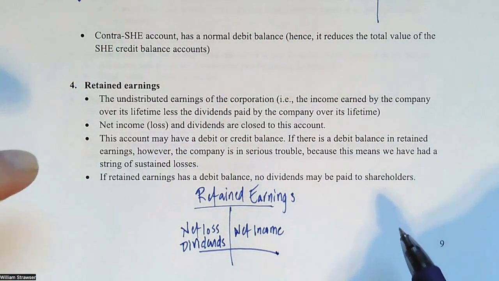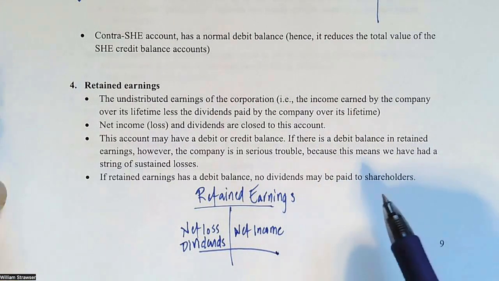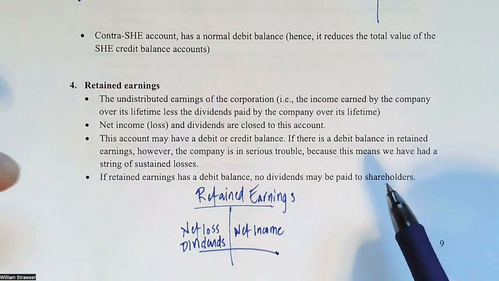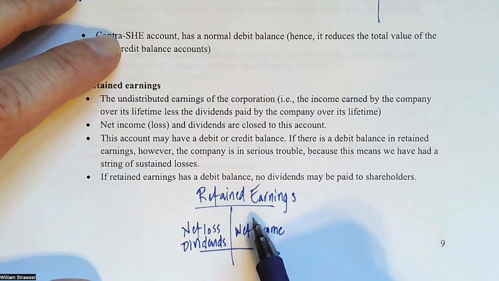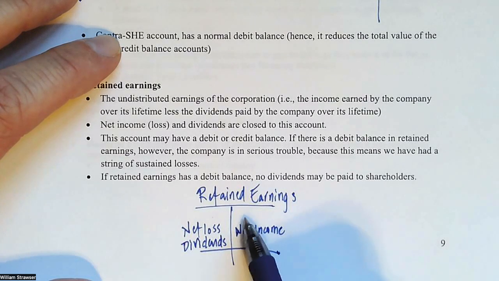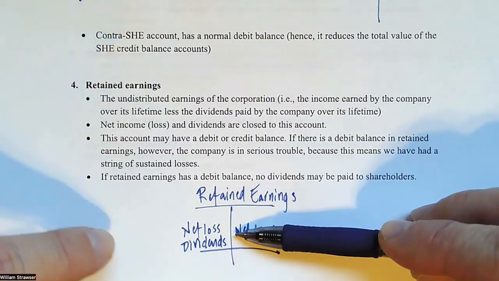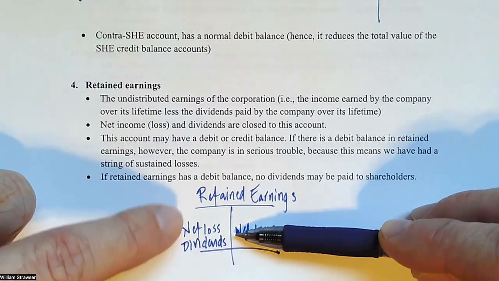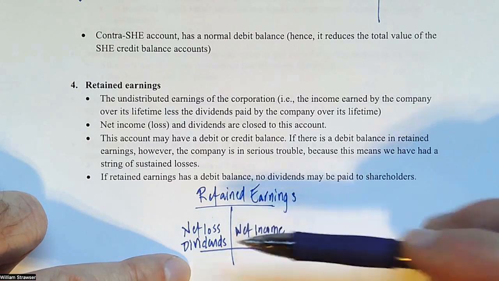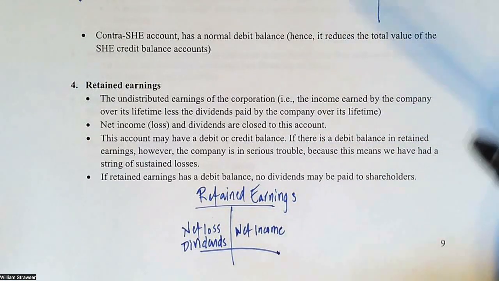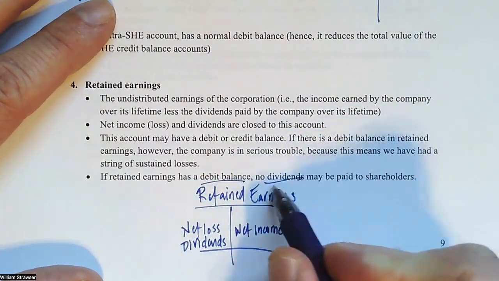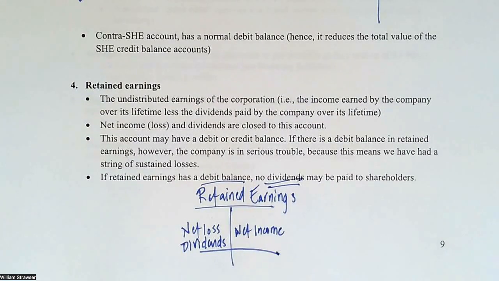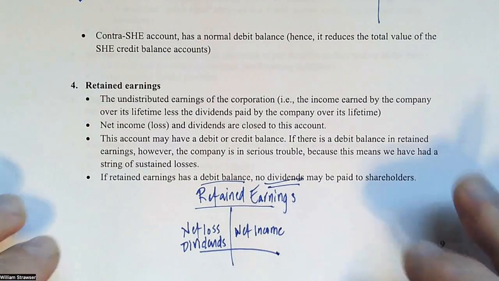Now, retained earnings is an account, and there's very few accounts where this is true. It may have either a debit or a credit balance. If we've sustained a number of losses over time, we haven't earned any income, then we would just be debiting this account to the point where it would have a debit balance. So it is an account where we can have a debit balance. However, if there is a debit balance, we cannot pay dividends. We have to actually have earnings in the company in order to return any of those earnings to our shareholders.